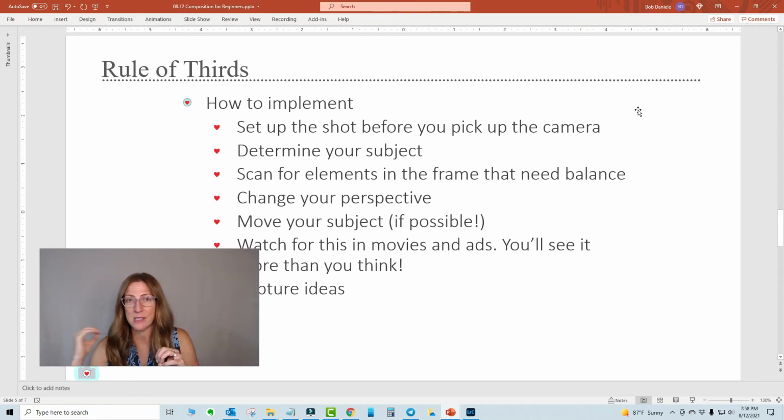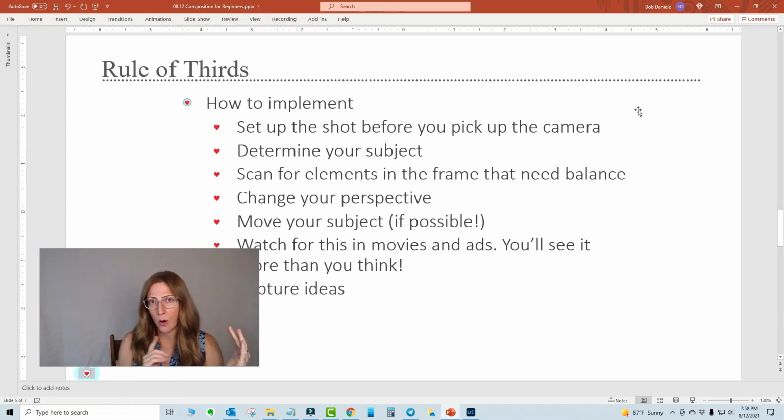Then think about side to side. Can you go from a very hard angle to the right or to the left? If it's possible, you could also move your subject.